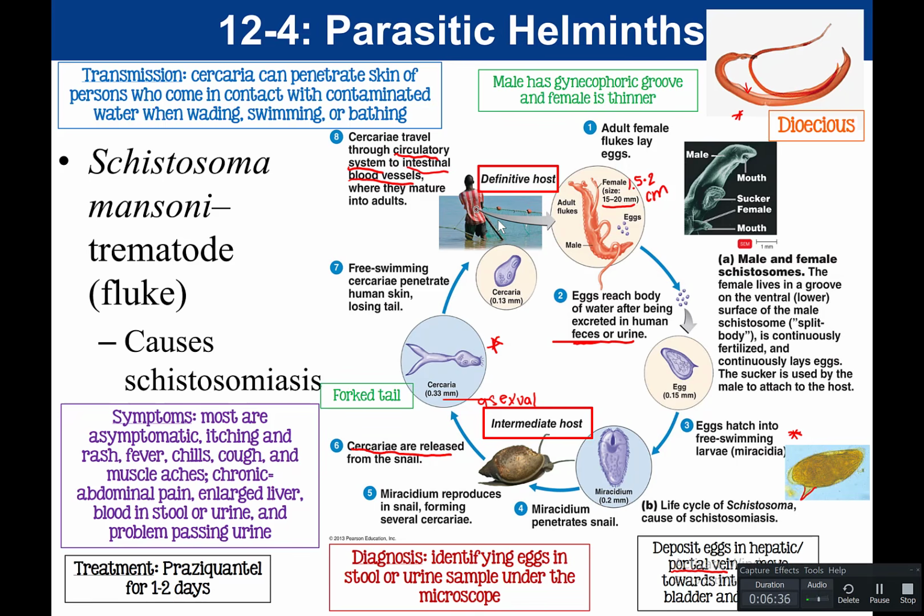This one has two different parts to its life cycle. The definitive hosts, so humans, are where males and females are going to come together and mate. So you want to be able to distinguish between the male and the female.